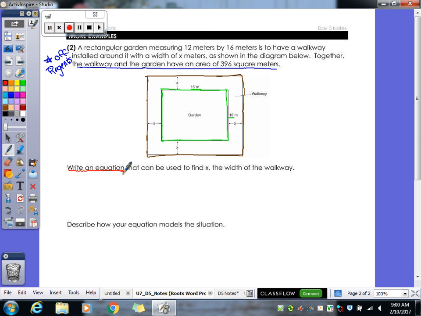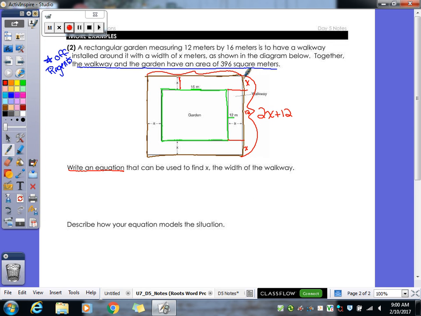All right, so what we need to figure out first is, what would we use to represent the length of this side of the rectangle? What we know is that from here to here is 12 meters. According to my little line over here, this part is x, and then down here is also x. So if I add these together, I have 2 x's plus 12. So that's what the width is going to be with the walkway, 2x plus 12.